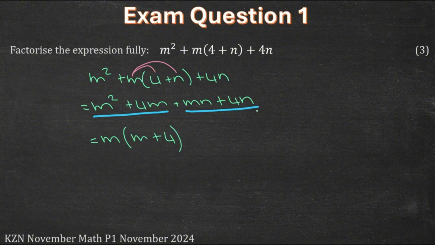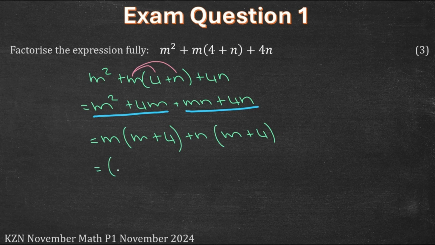Now looking at the second group, I can take out positive n as my HCF. What is left over? mn divided by n gives us m, and this positive 4n divided by positive n gives us positive 4. Now we end up with 2 terms because they are separated by this plus sign. And did you notice that we have a common bracket in both these terms? So what do we do with this? Yes, we take out that common bracket.